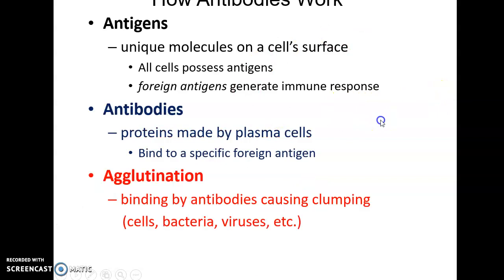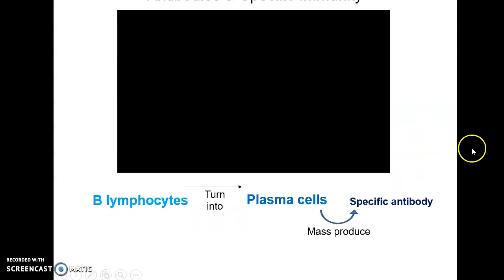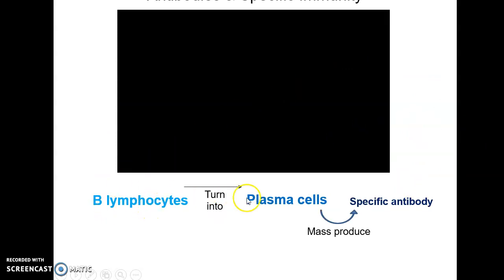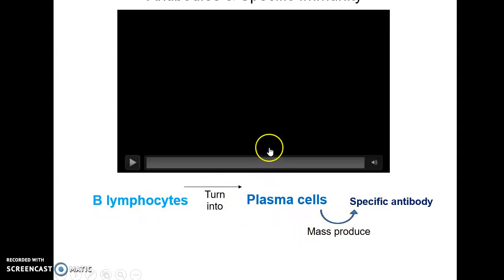immune cells. And agglutination is when antibodies cause a group of cells or viruses or bacteria to clump up. These clumps are easier to identify, but if they get too big, they can cause problems in the bloodstream. Here is a quick video about how lymphocytes turn into plasma cells to fight specific antigens.